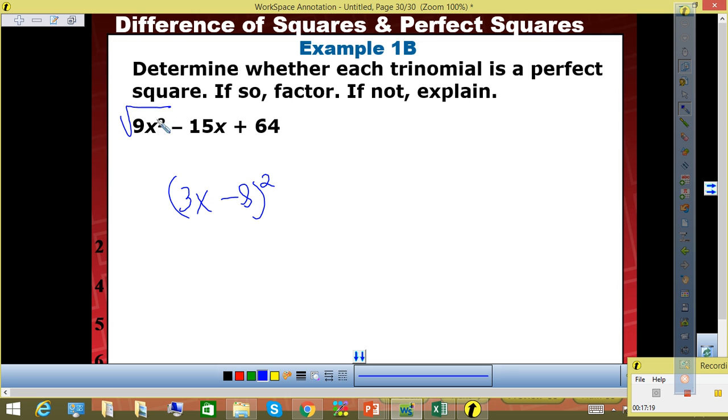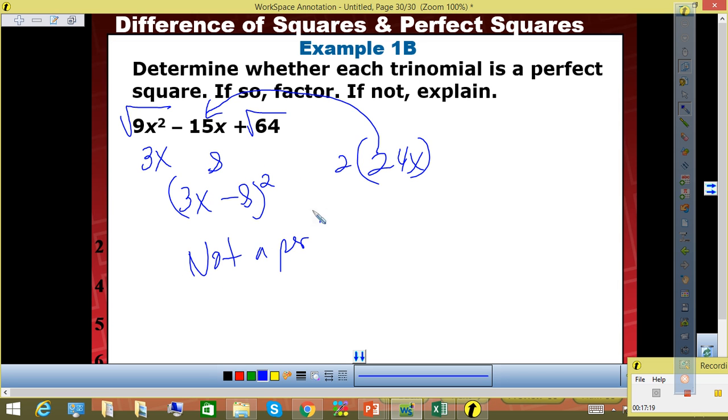Square root of the first. Square root of the last. 3x times 8, that's 24x. And if we double that, is that this? So then you write not a perfect square.